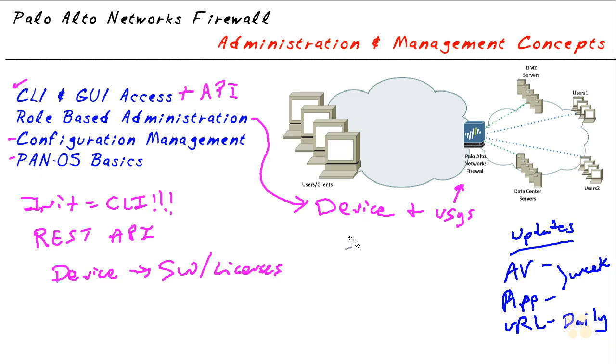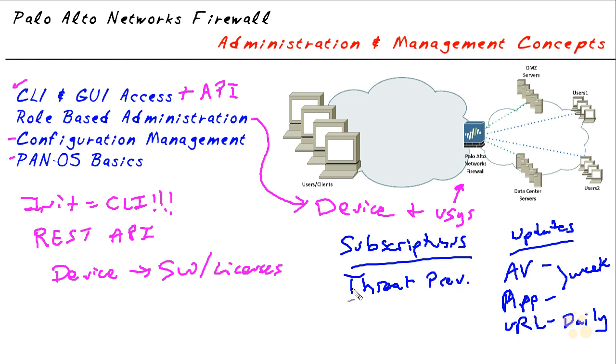Different subscriptions, by the way. Let's see, what are they going to be? They're going to be the threat prevention database, URL filtering, what we call GlobalProtect, and then WildFire.